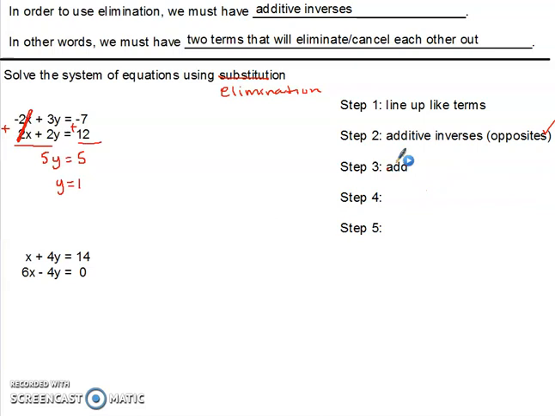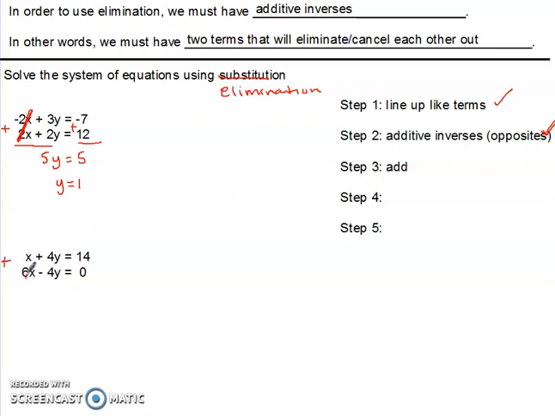So going back through my steps in our second example, step 1, I line up all of my terms. So x's, y's, equal, and then a constant. Step 1 is done. Step 2, I need opposites. My x's are not opposites. I've got a positive 1 and a positive 6. So when I add those, I'm going to get 7, not 0. But my y's are additive inverses, positive 4 and negative 4. So step 2 is done.